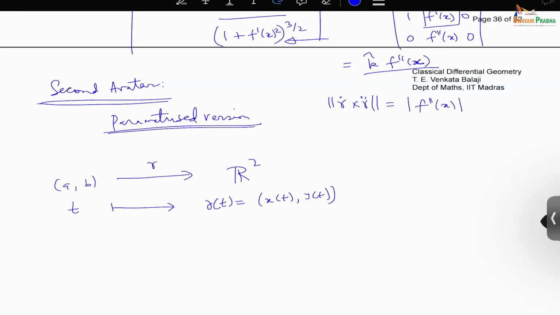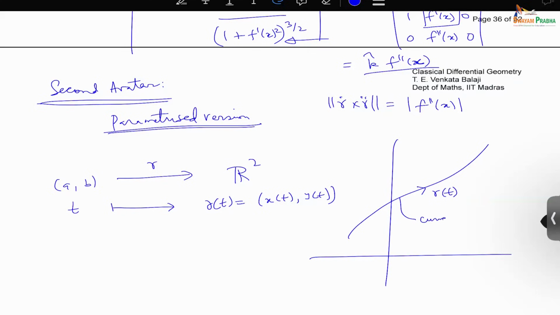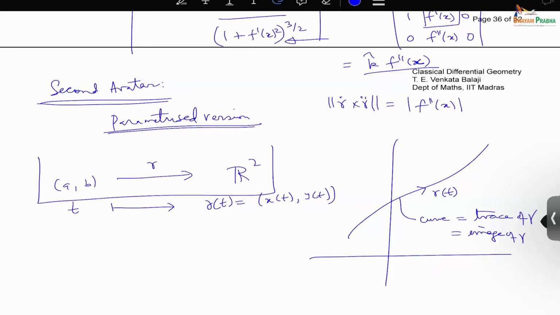So you are going to get something like this, and you also write this as gamma t. This curve is nothing but the trace of gamma. It is also called the image of gamma. And by abuse of notation, you simply call it gamma itself. So gamma is also the curve, gamma t is also the point, gamma t is also the position vector. There are so many parallel ways of thinking about it. But notice that this is from an interval on the real line into the plane. This is different from the graph of a real valued function of a real variable.